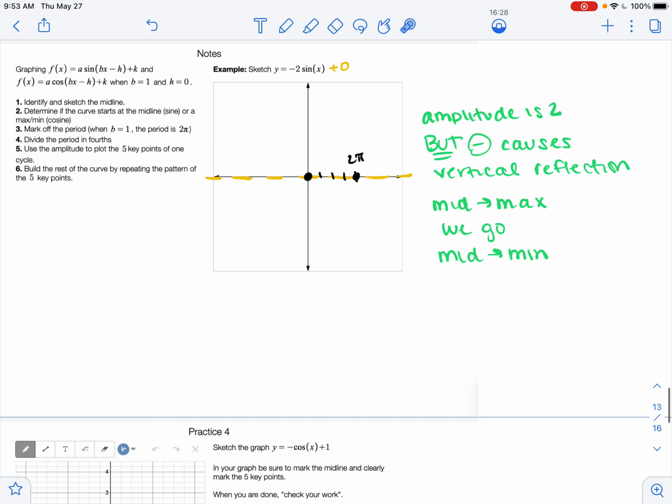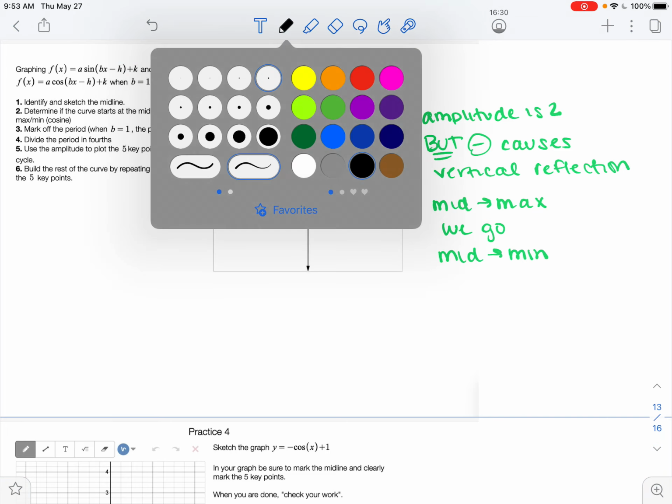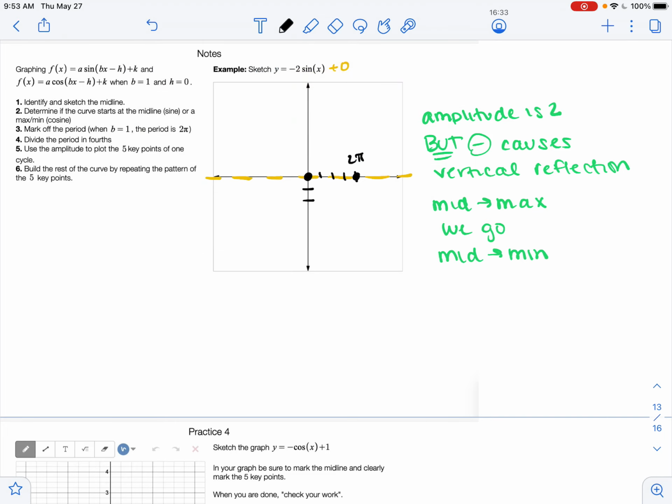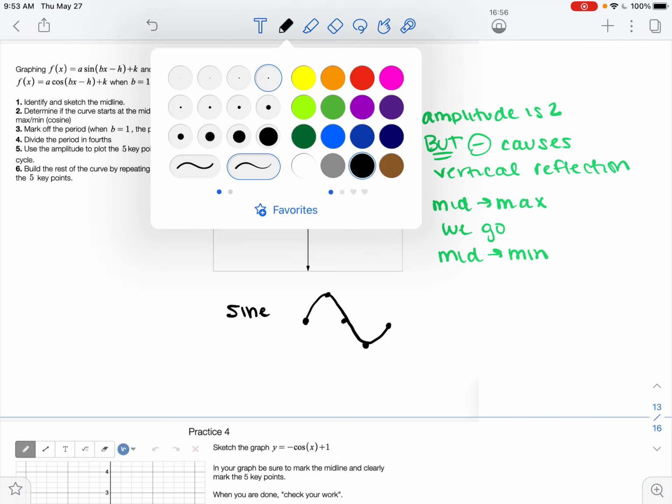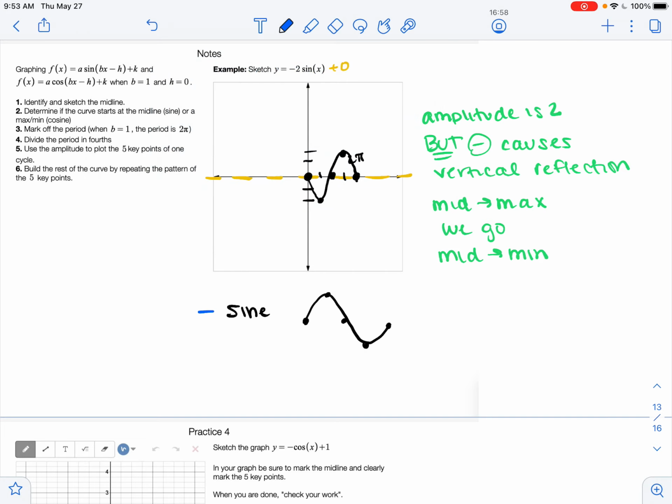Minimum is how far away? 2 units, because that amplitude is 2. So we are going to have to drop down 2 units to our min, back to our midline, up to our max, back to our midline. So our curve actually starts kind of in a different direction, right? We've seen that sine typically is midline, max, midline, min, midline. But if I throw a negative out front, we're going midline, min, midline, max, midline. So very similar to what we've seen with our work in previous functions.